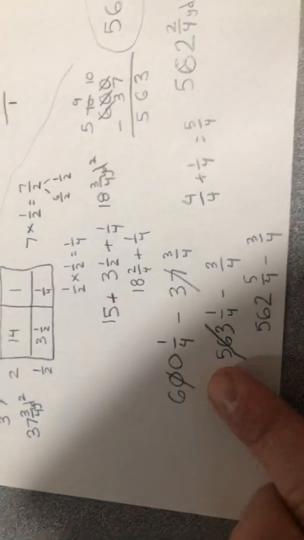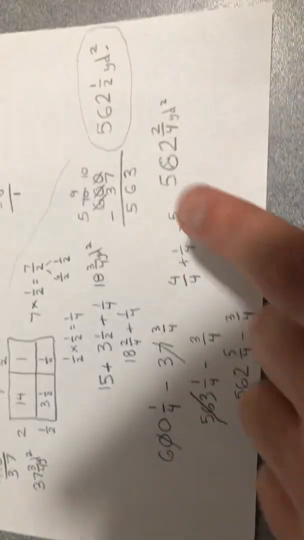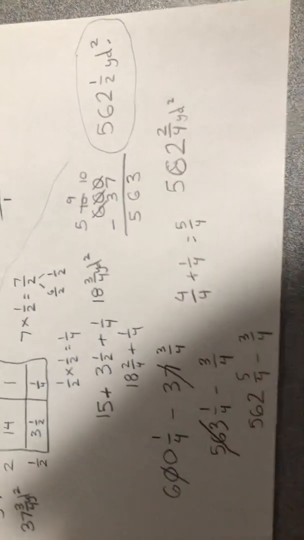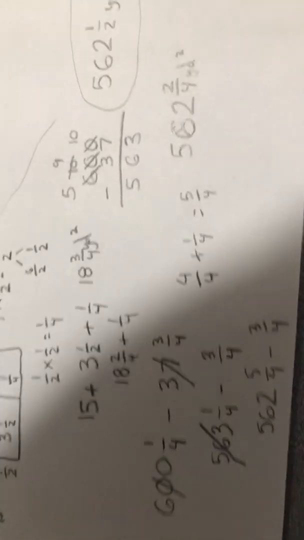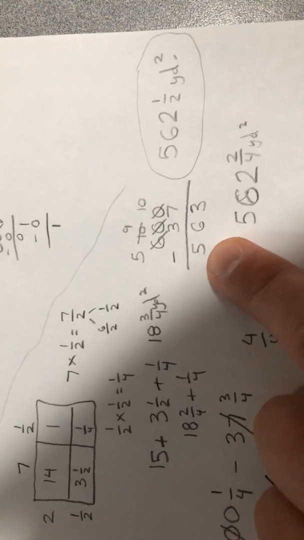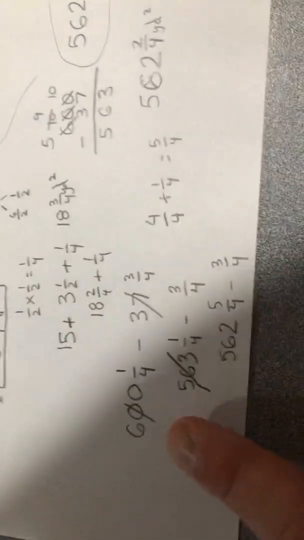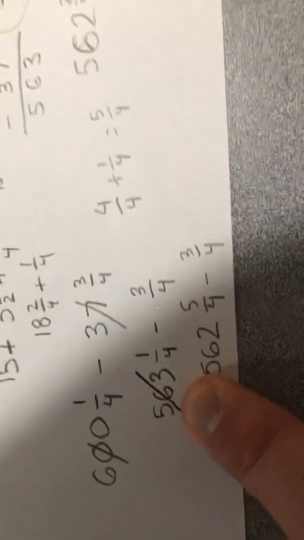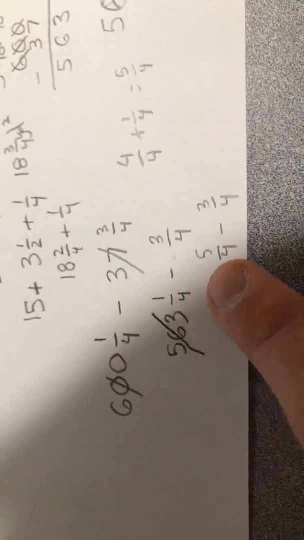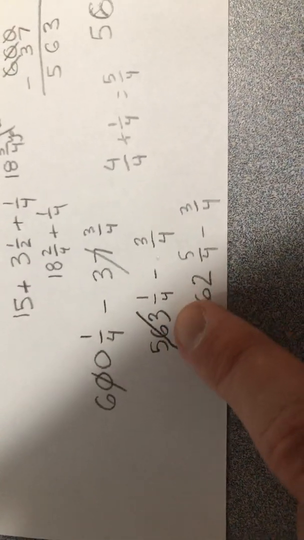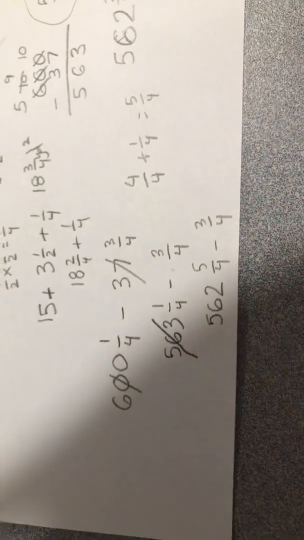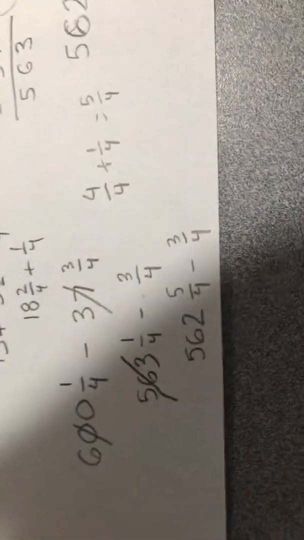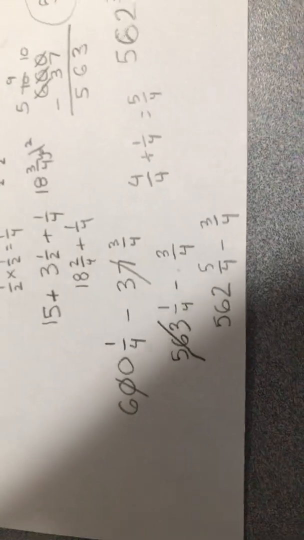But when we have a whole number minus a whole number, we're going to write it just like regular and do the standard algorithm that way. So 600 minus 37 ended up getting me 563. So from there, I brought down my 563. I brought down the fraction 1/4. I tacked it on there. And then I brought down my 3/4. So now my new problem was 563 1/4 minus 3/4.